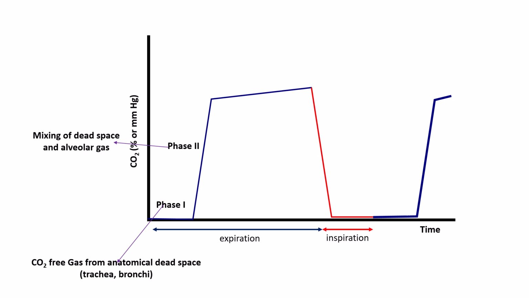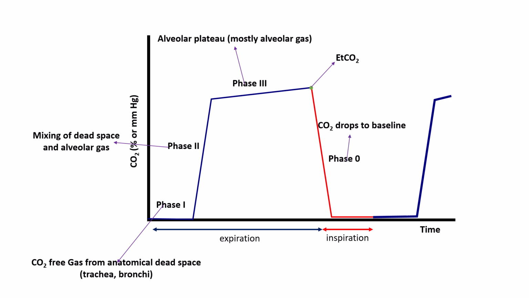Phase 3 represents the alveolar plateau. This portion of the waveform reflects gases coming predominantly from the alveoli with relatively stable or slightly rising CO2 level. The end of this phase corresponds to the end-tidal CO2 value, which is the highest concentration of carbon dioxide during that particular respiratory cycle. Following that, inspiration begins, which is phase 0. During this phase, fresh gas enters the airway and the CO2 level drops sharply to 0.